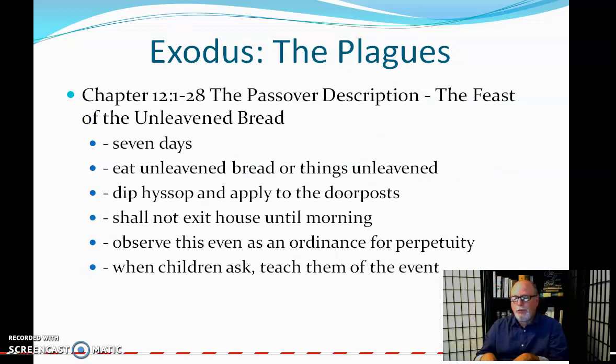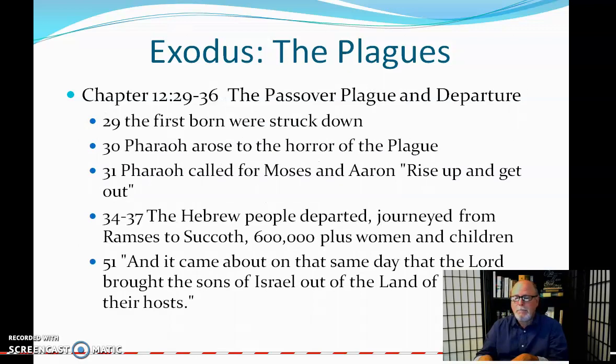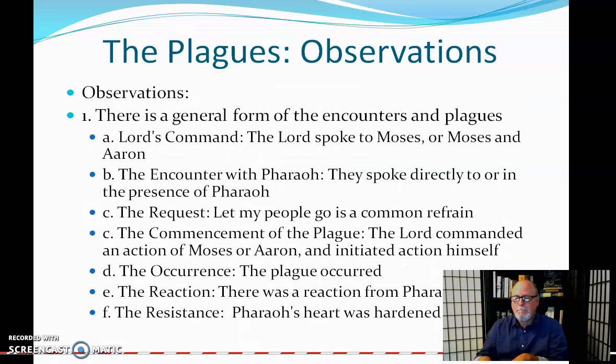Chapter 12, verses 1 through 28, gives us the description of the Passover, the Feast of Unleavened Bread, which became a pivotal feast in the history of Israel and continues even to this day. Verses 29 through 36 of chapter 12, the Passover plague and the departure: the firstborn, in fact, were struck down, and they began their departure. Verses 34 and 37 tell us that they journeyed from Ramses to Sukkoth, 600,000 plus women and children. So the Lord brought the sons of Israel out of the land.